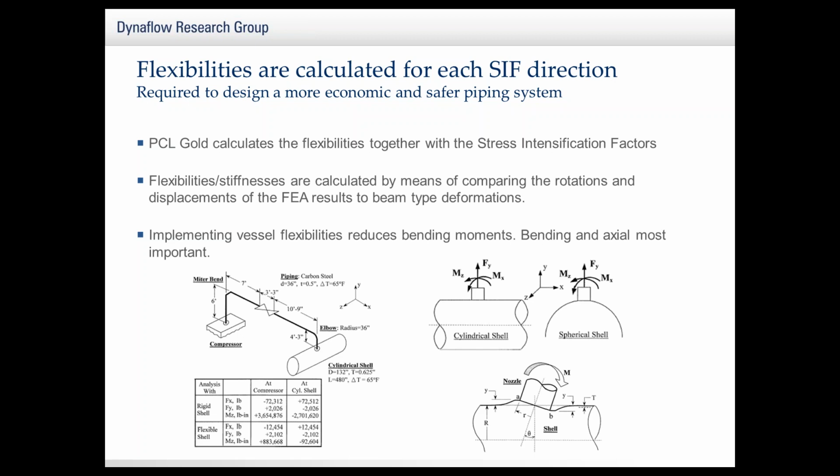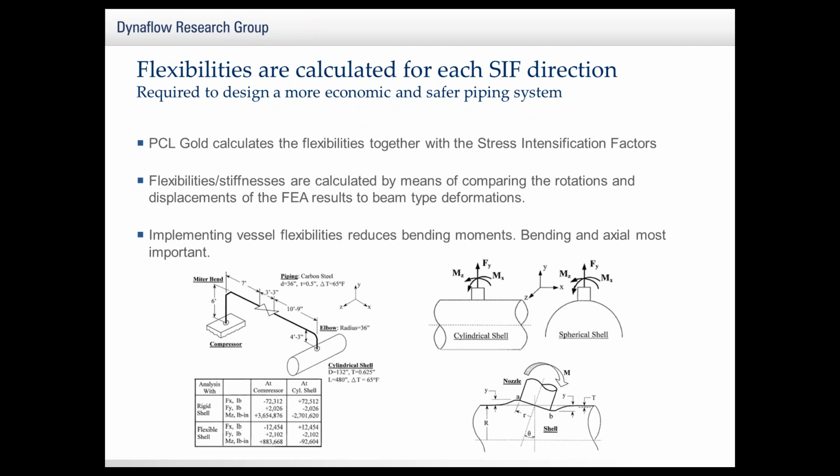PCL Gold, which is also used for the example at the end of the webinar, can calculate the flexibilities together with the stress intensification factors. And flexibilities are calculated by comparing the rotations and displacements of the finite element analysis results to beam type deformation. So, of course, stiffness is related to the force and the deformation that results from this force.